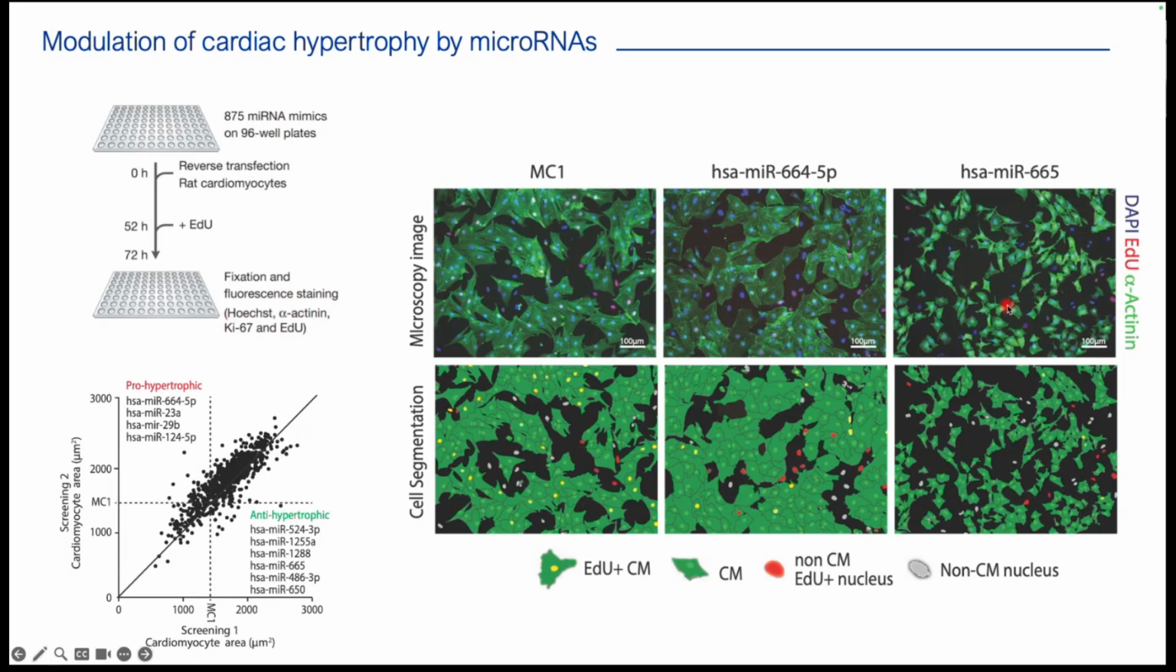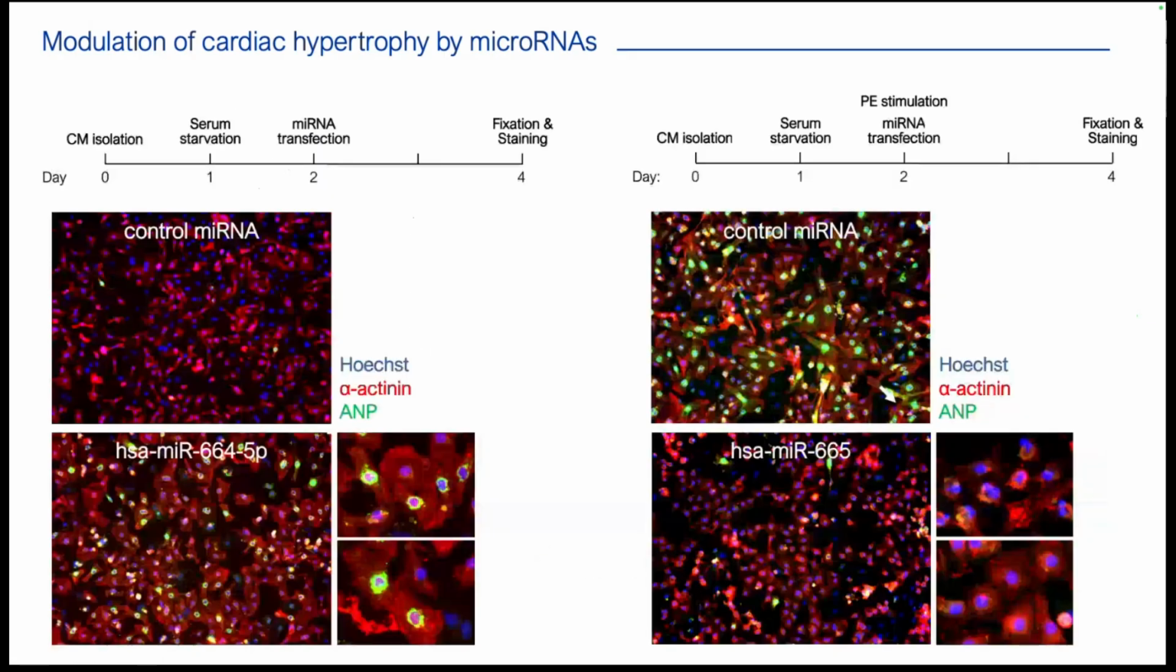And you see here the original images, you see the computer-generated images, and then for each cell you can measure thousands of parameters. In this case, we measured the area of the cell and then scored them as pro-hypertrophic or anti-hypertrophic, just to look at how this could then be used.